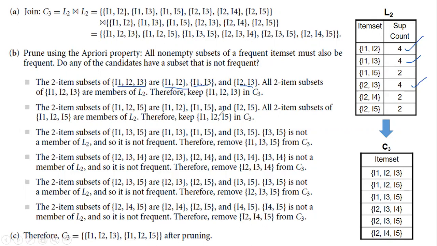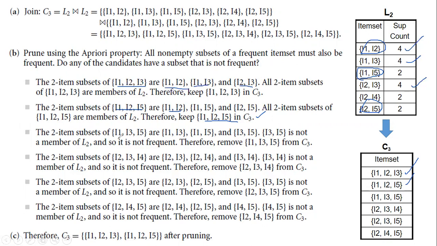So I'm coming to this. If you take I1, I2, I5, the subsets are I1, I2, present here, yes. Then I1, I5, yes, it is present. Then I2, I5, yes, it is present in L2. So all these are frequent, then I1, I2, I5 will also be a candidate. So we have I1, I2, I3 and I1, I2, I5 as candidates in C3.